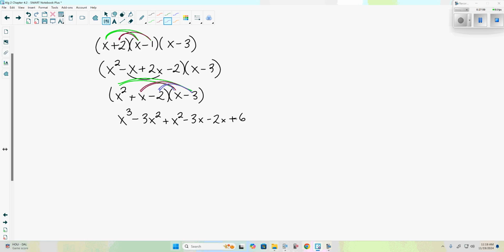And last but not least, we'll combine like terms. X cubed does not have any like terms. Our negative 3x squared plus x squared is going to be negative 2x squared. Negative 3x minus 2x is negative 5x. And our constant term of 6, term without a variable, doesn't have any like terms, so we just have plus 6.